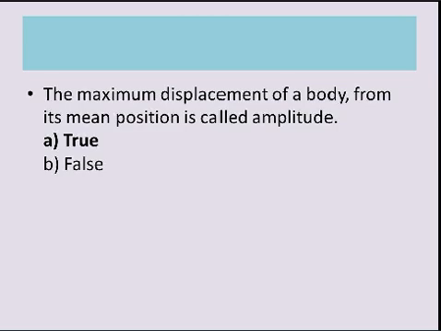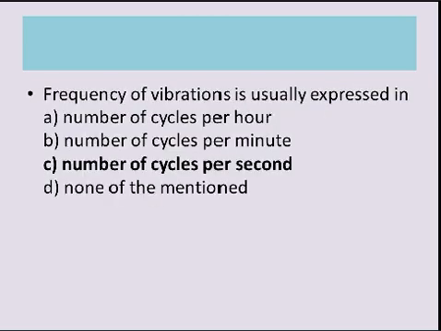The time taken for one complete revolution of a particle is called periodic time, as I already told you. And the maximum displacement of the body from the mean position is called amplitude. Frequency of vibration is usually expressed in terms of number of cycles per hour, number of cycles per minute, number of cycles per second, or none of the above. So the correct answer is number of cycles per second. Very important, it is the second. So number of cycles per second means option C is correct.